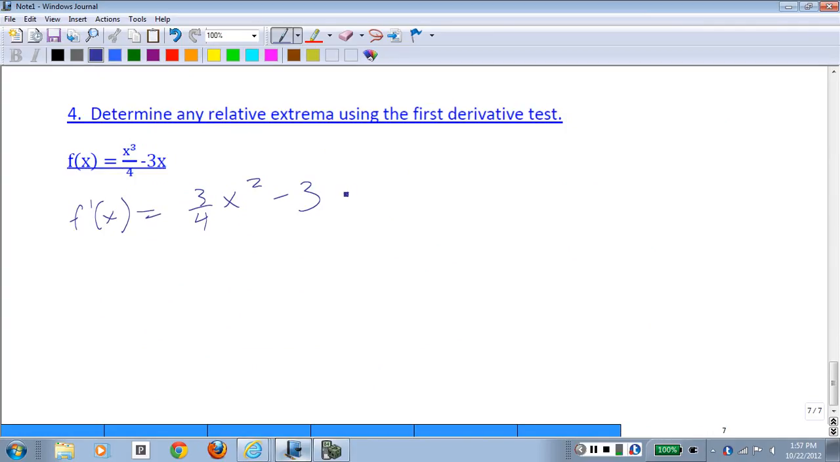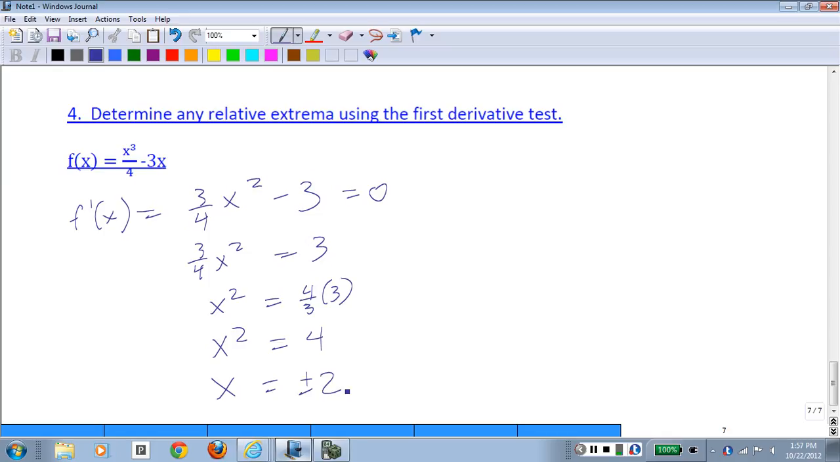Set it equal to 0. Let's find the critical points. So 3/4 x squared equals 3. x squared equals whatever 4/3 times 3 is. So x squared equals 4, so x equals plus or minus 2. So a couple of relative extrema here. 2 and negative 2 are values where the first derivative is equal to 0.